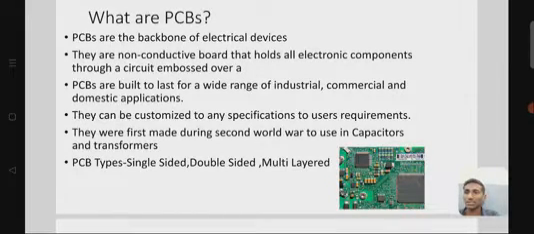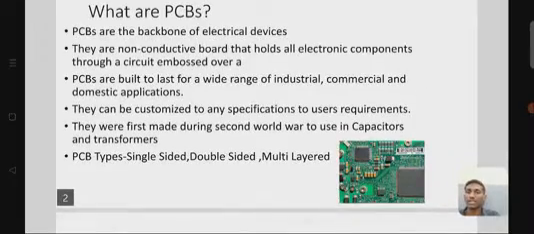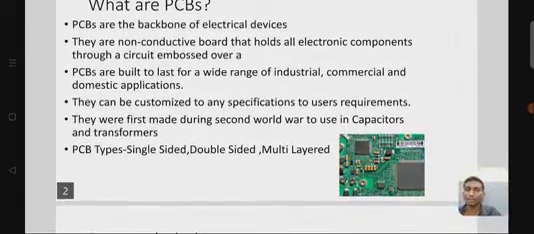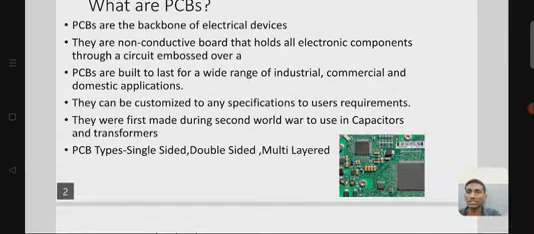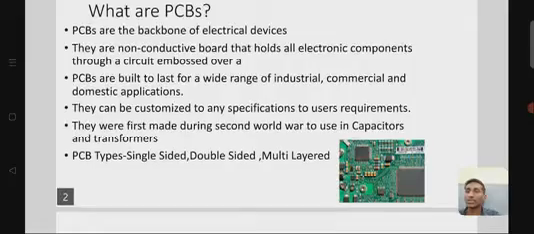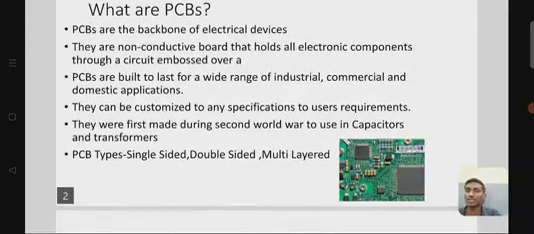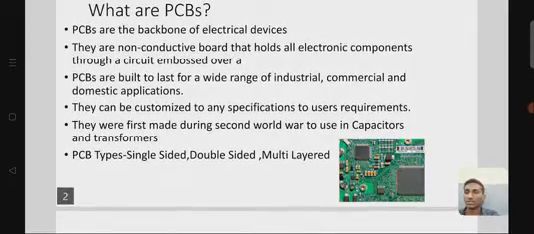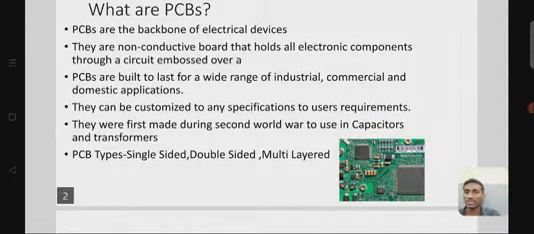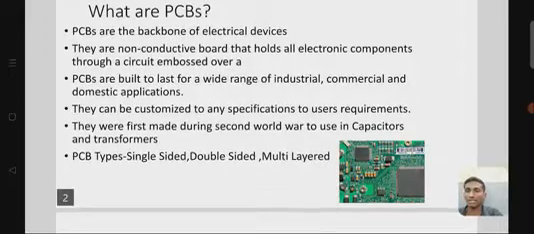They can be customized to any specification according to user requirements. They were first made during the Second World War for use in capacitors and transformers. They come in types: single sided, double sided, and multi layered PCBs.